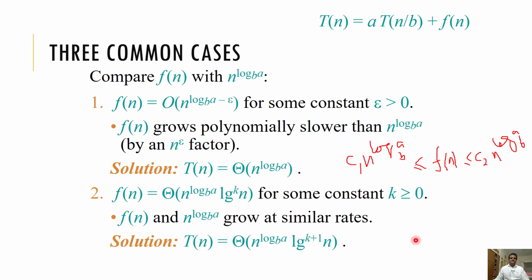We will discuss that, but this is the solution for case 2. Case 2 occurs if f(n) and n to the power log a base b have similar growth, or they vary by at most a log factor or power of log factor. Okay, so this is case 2 of the master method, and we will take some examples after this.